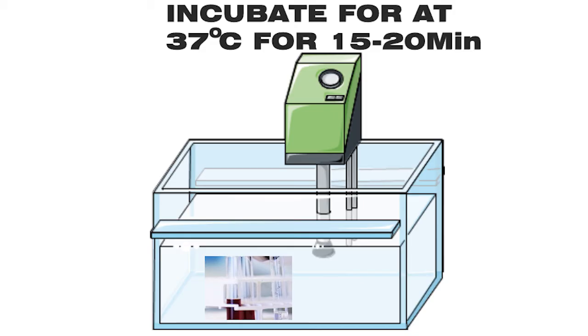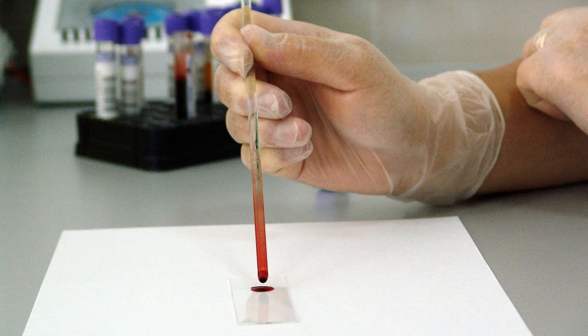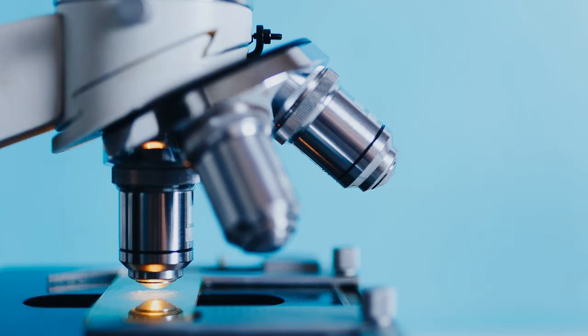Mix gently and incubate at 37 degrees centigrade for 15 to 20 minutes. Again mix and make a smear using a glass spreader and examine under oil immersion. The reticulocyte count decreases after 6 to 8 hours unless the sample is kept at 4 degrees centigrade.